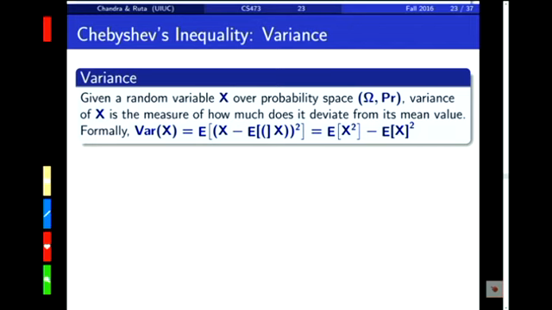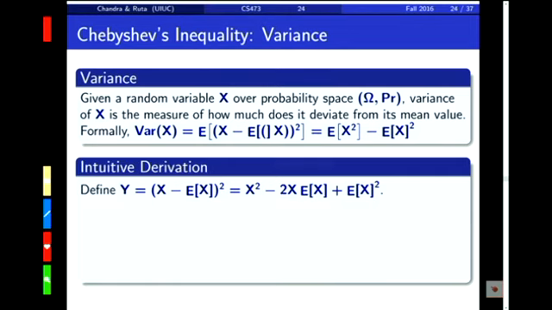Okay? So this is the actual definition, but it is always written like that. And let's see why. So let's say y is a random variable which captures this quantity, x minus expectation of x, squared, for some other random variable x. If I open this up, then I get x squared minus 2x expectation of x plus expectation of x squared. Right? I'm just opening this up.